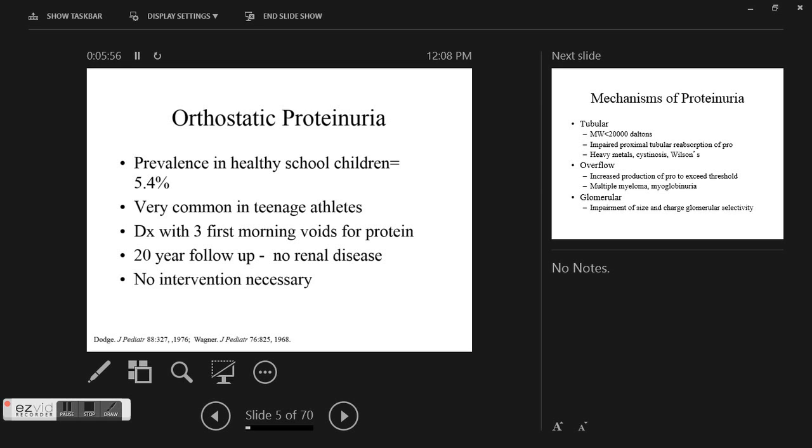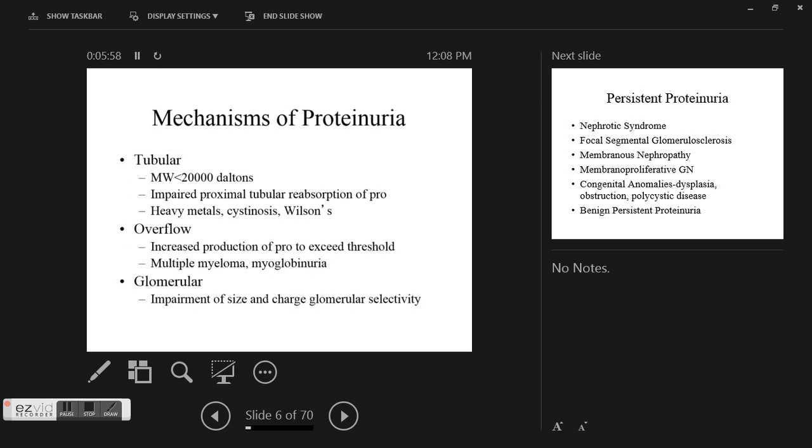So now you've ruled out all of those things and you've said, okay, this is real proteinuria. Now what do I do? There's a couple of different ways to think about this. What I like to do is kind of figure out where the protein is coming from. Is this a tubular, i.e. small protein loss? Is it an overflow situation or is it glomerular in origin?